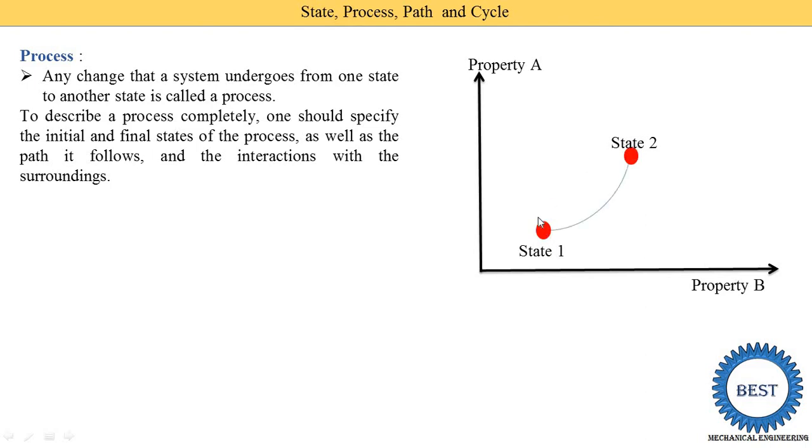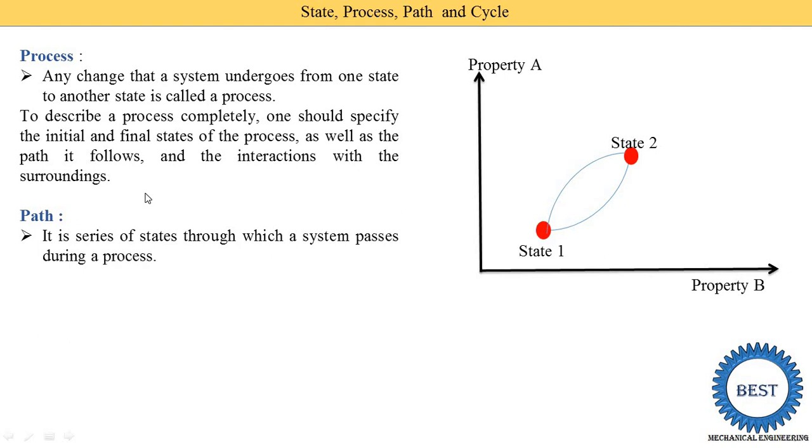Similarly to the roads, suppose the process is carried out from state 1 to 2 by using this path, or either by using this path, or either using this straight line. So I hope you can understand what a process is. Next we understand what a path is.